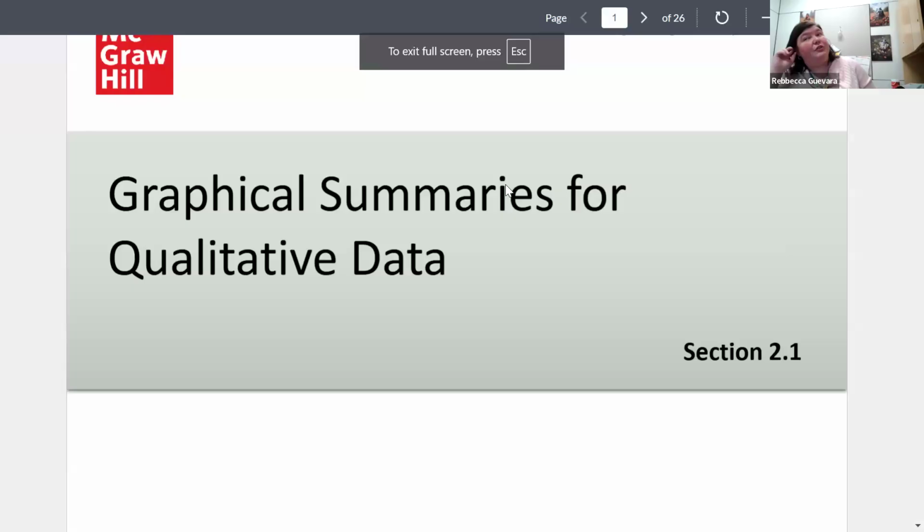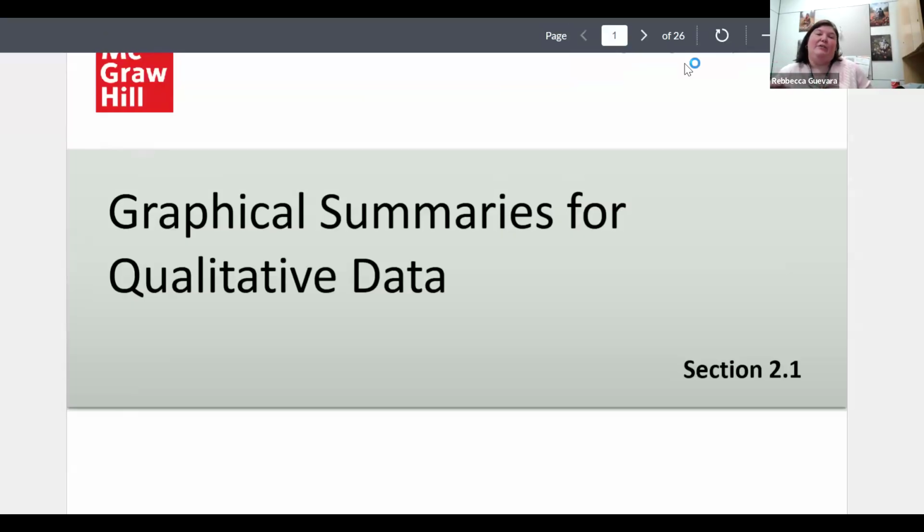Right. So chapter 2, we're going to start talking about graphical summaries. This is where we're going to start making a lot of different graphs. We're going to look at qualitative data, and then we're going to look at quantitative data. And we're also at some point going to look at ways that we use graphs to mislead. We're going to start with the qualitative.